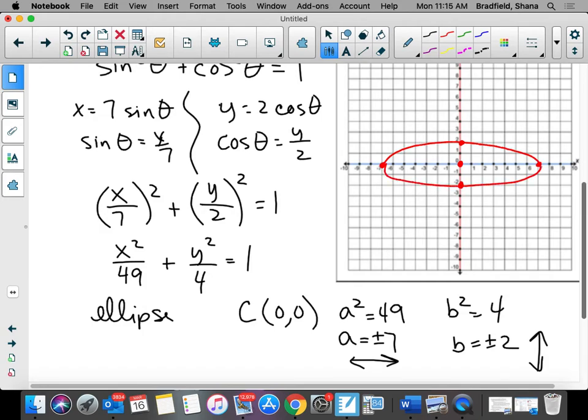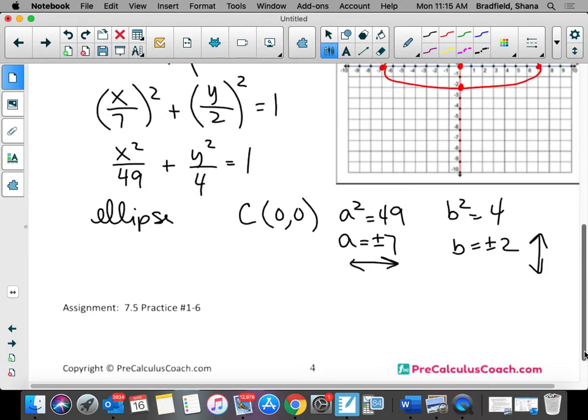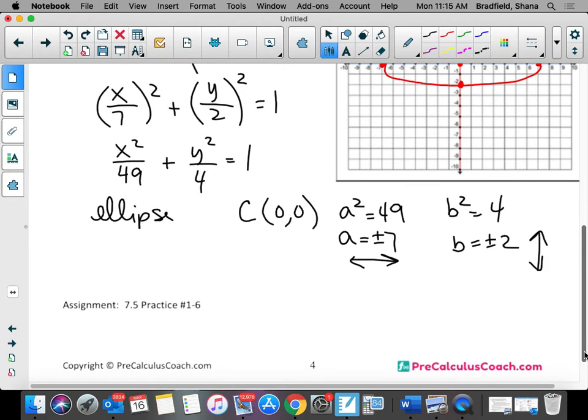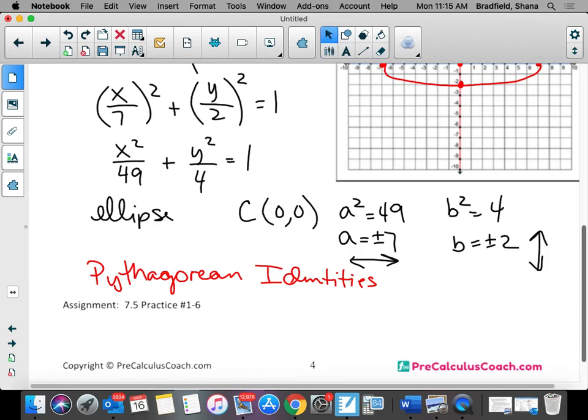That wasn't too bad. Okay, so for these, I definitely would focus on your Pythagorean identities, especially as it relates to conic sections. So you're probably going to want to get out that identity sheet and check out your identities as you're working through some of these problems.